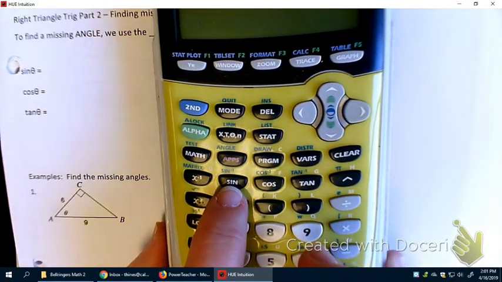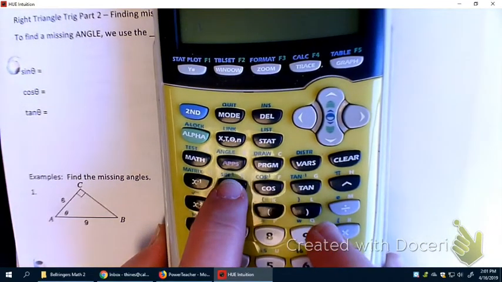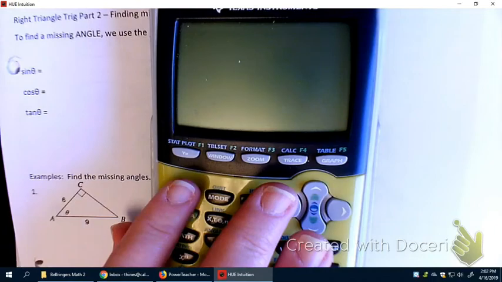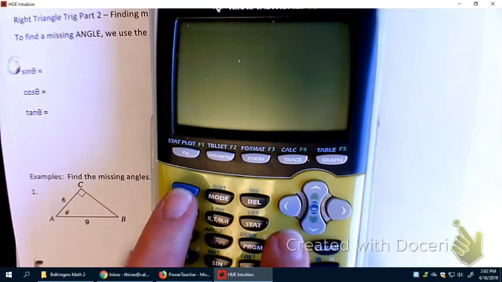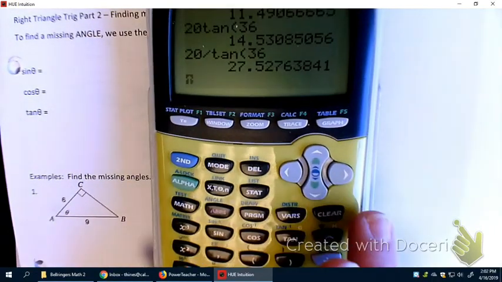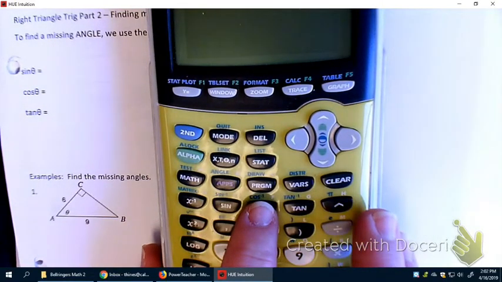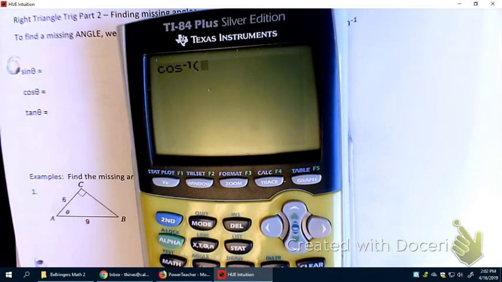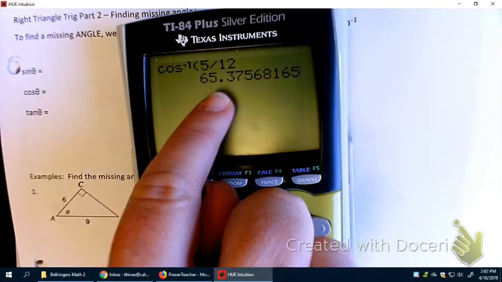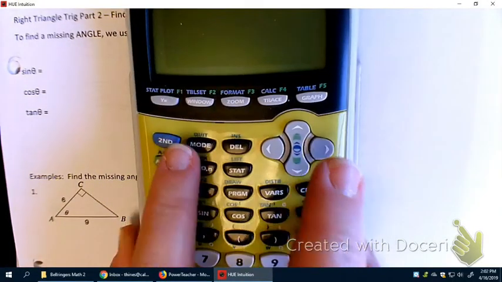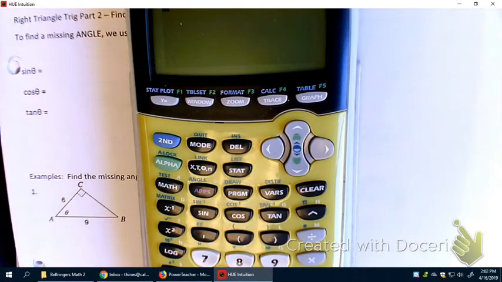If you'll notice, above the sine, cosine, and tangent, there's a blue sine with a -1, and then a cosine, and then a tangent. If you're trying to find an angle, you press second, the blue button, and then you press whichever one you have to use, and I'll show you how to figure it out. Then you put in some kind of fraction, and it'll tell you what the angle is. You only use that second and that blue part when you're looking for an angle. Okay?